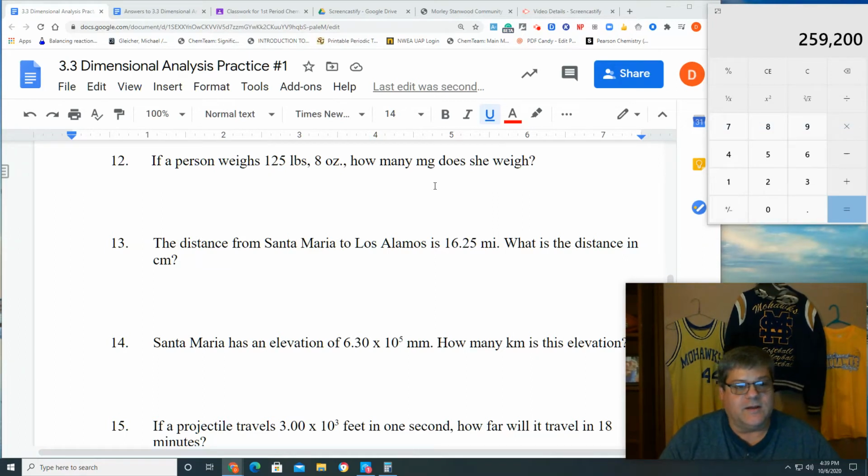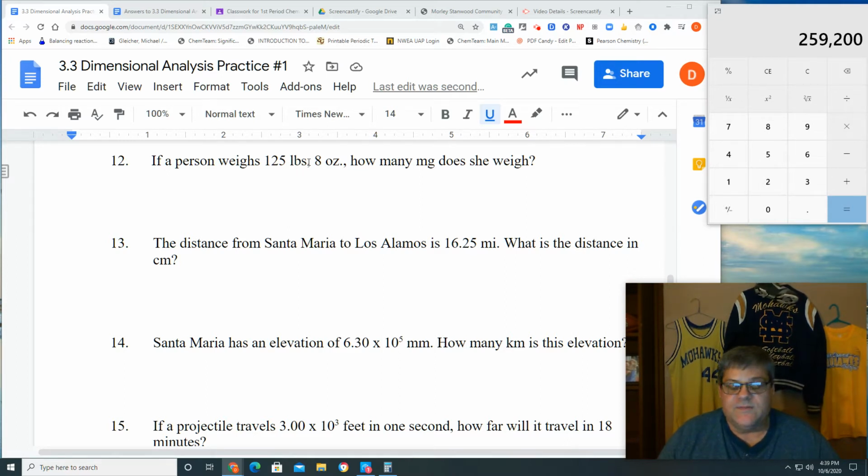So we're going to go ahead and do 3.3 dimensional analysis practice number 1. Problem number 12. Now, it reads, if a person weighs 125 pounds and 8 ounces, how many milligrams does she weigh? Well, I look at that and I say, okay, this is significant figures. How do we do this?